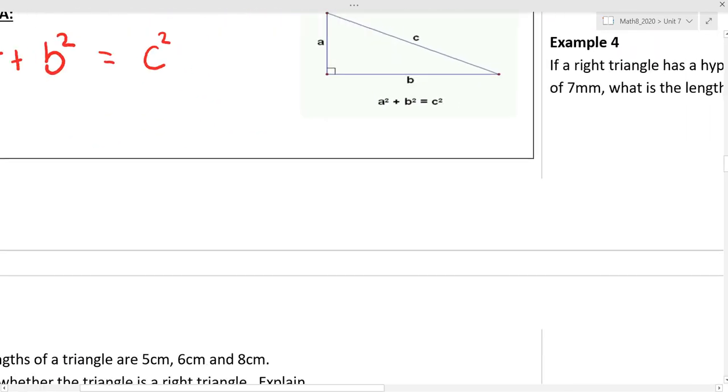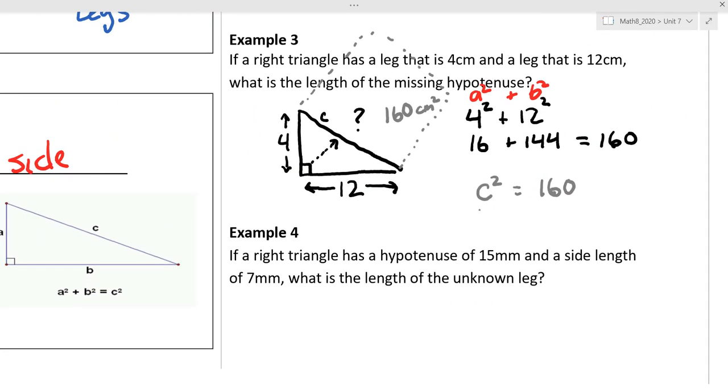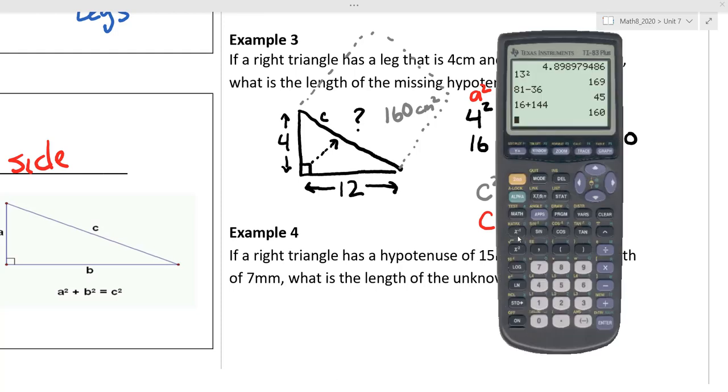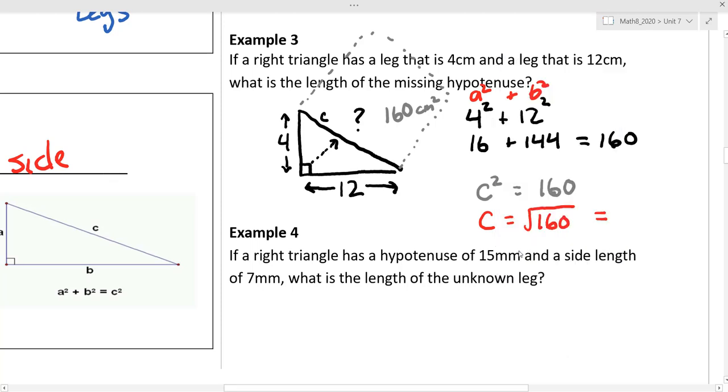So we go back to here. c is equal to the square root of 160. Sorry, not 169, 160. The square root of 160 is 12.6, and it's okay to have a decimal, right? So this is 12.6 centimeters. Is that okay? That's the hardest part.